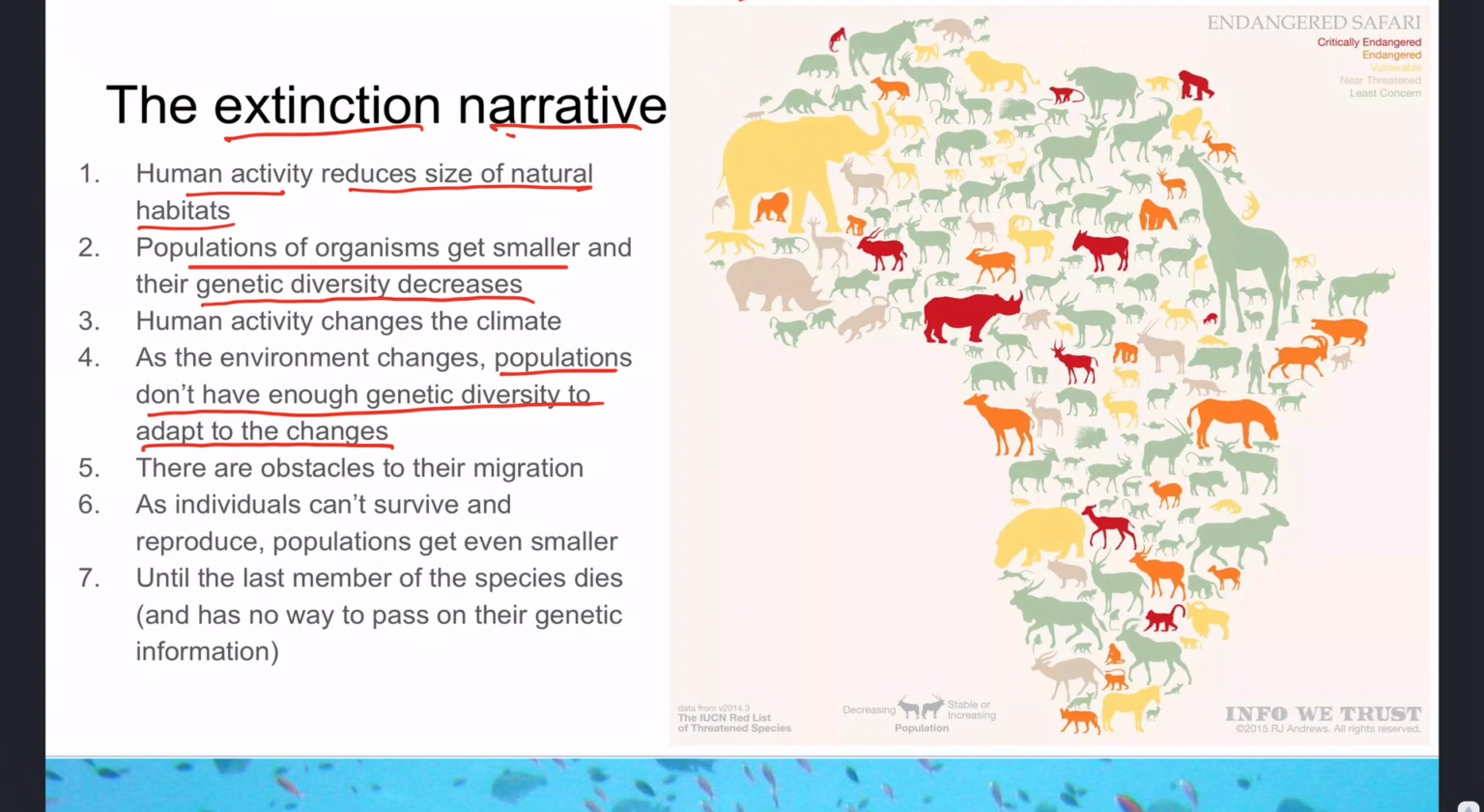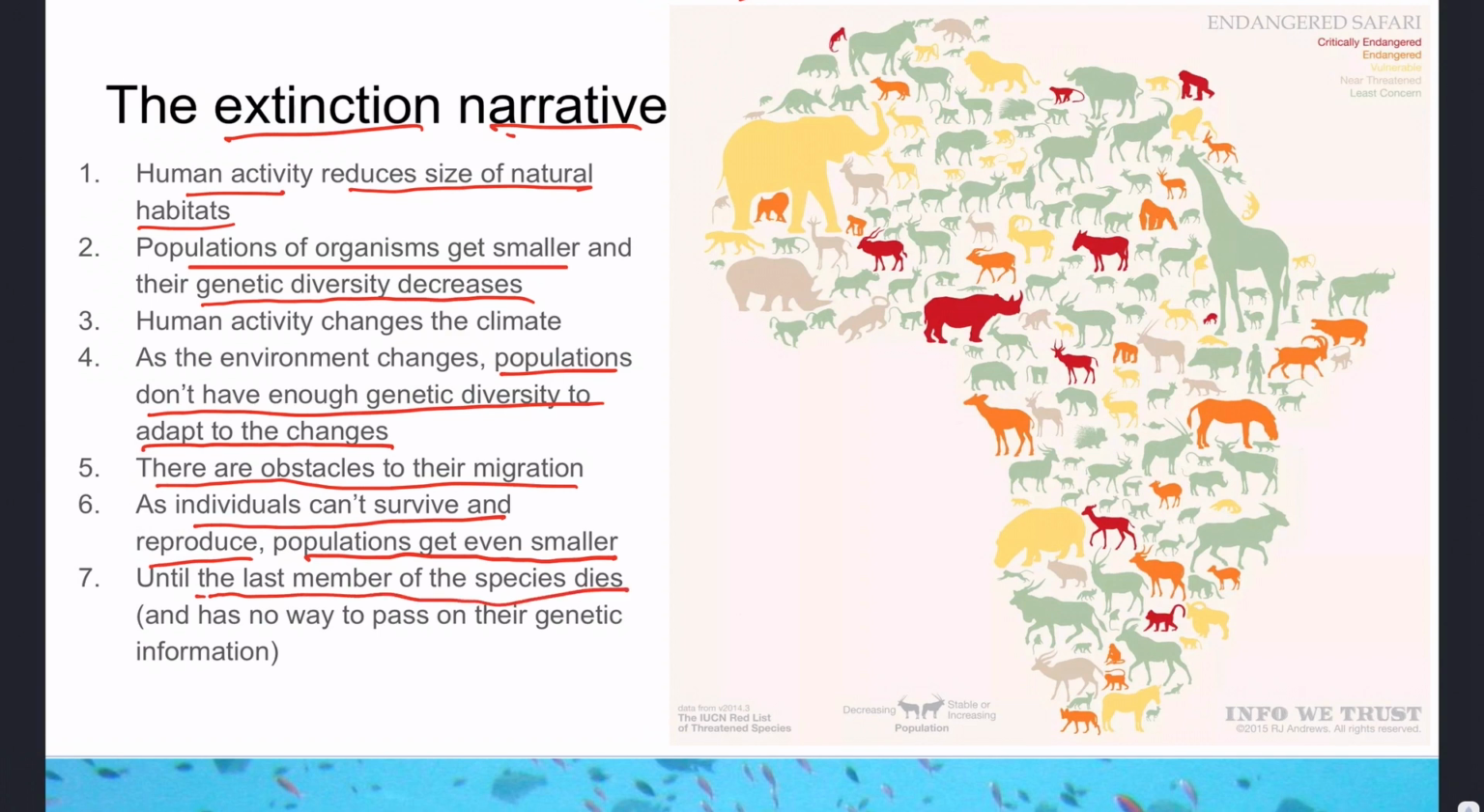And they would migrate, but there are obstacles to their migration. Because the conditions are changing, they don't have enough genetic diversity to adapt to those changes, or the changes are happening too fast for the process of natural selection to happen. And there are obstacles to migration. Because of that, individuals can't survive and reproduce, and populations get even smaller until the population becomes endangered or is classified as an endangered species, and then further, when the last member of the species dies, we have extinction.